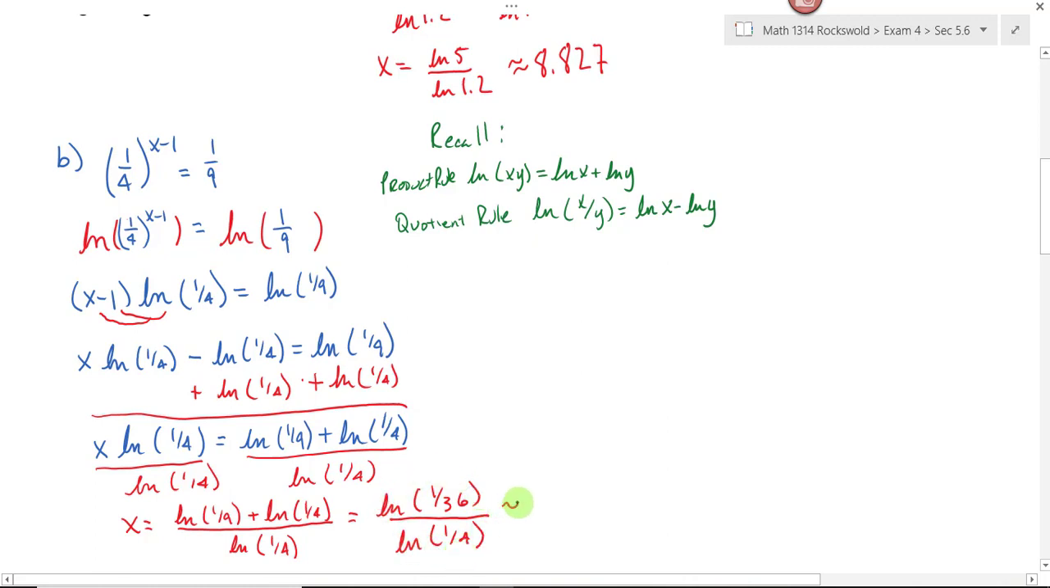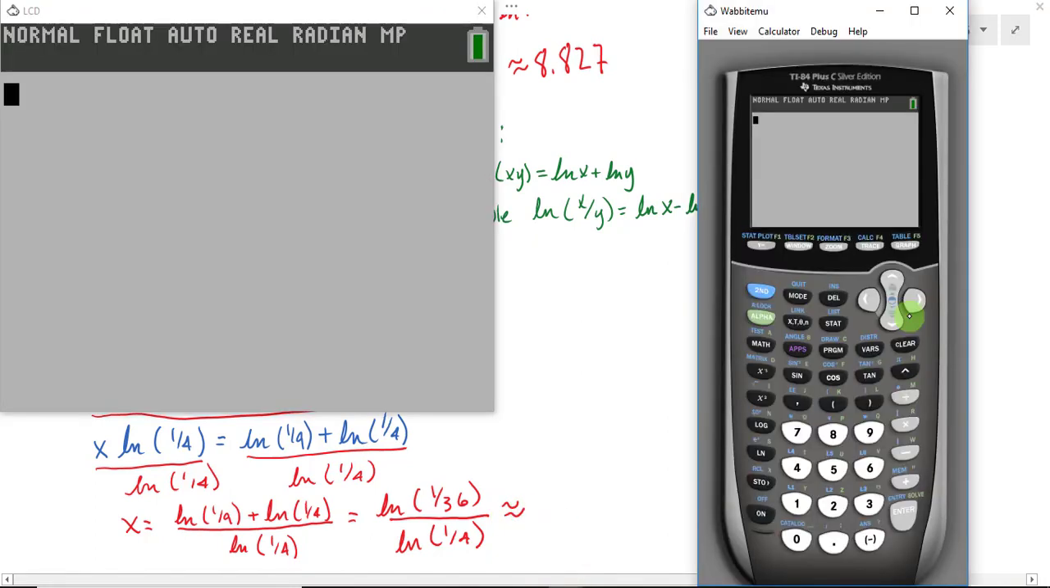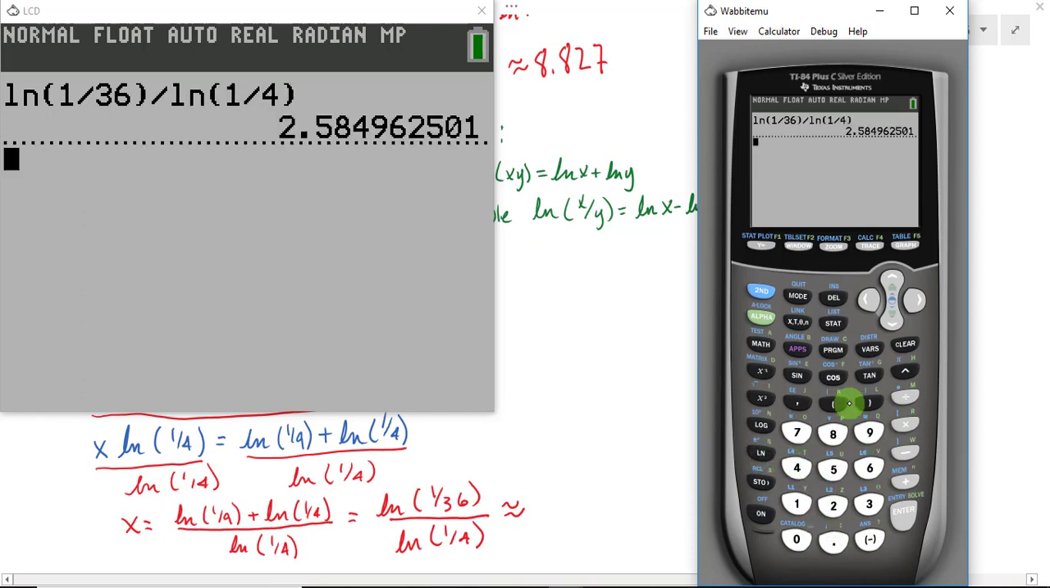If I asked you for a decimal approximation, you could find that decimal approximation on your calculator by doing the natural log of 1 divided by 36 divided by the natural log of 1/4. And just to show you that these two answers are equivalent, I'm also going to type in the first one that I got where I had the plus in between. Because I have a sum in the numerator, I need to make sure that I put the numerator in parentheses. So I have the natural log of 1/9 plus the natural log of 1/4.